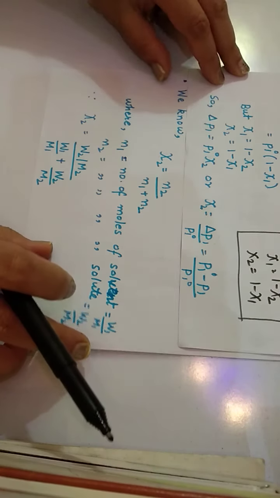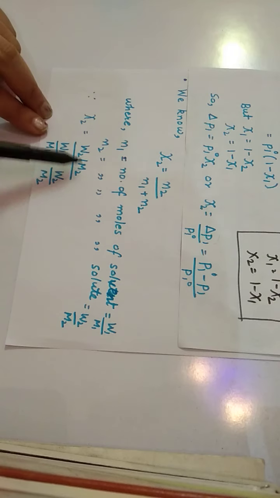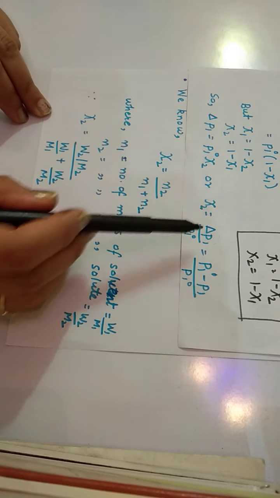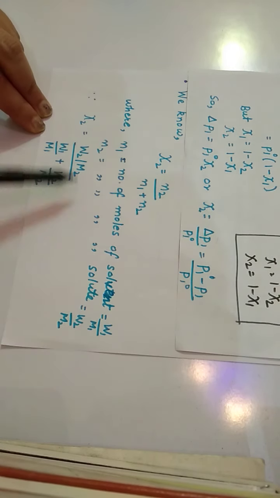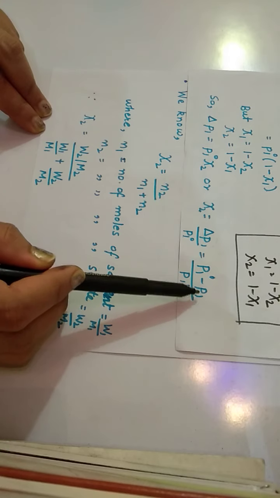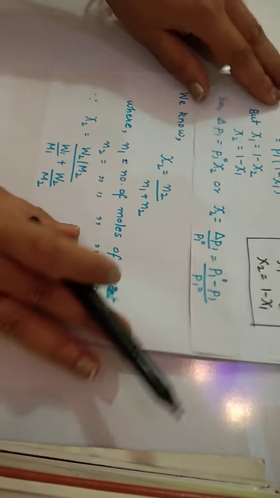This, children, we got. So this value of x2 I am going to put in this. So x2 is W2 upon M2 upon W1 upon M1 plus W2 upon M2 is equal to P1 naught minus P1 upon P1 naught.